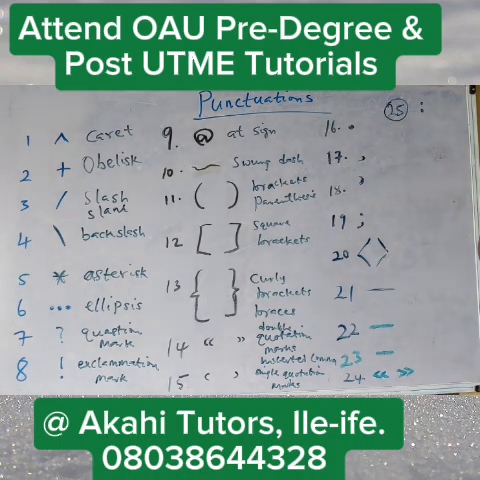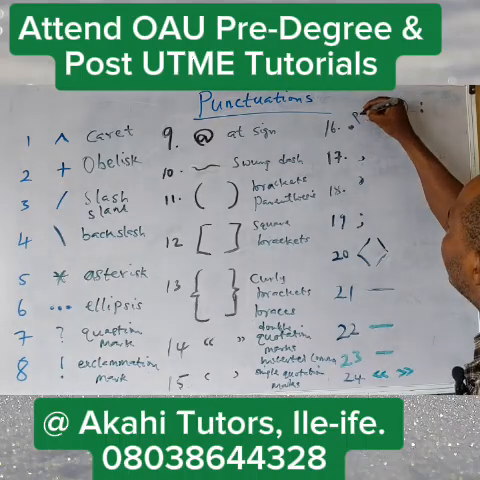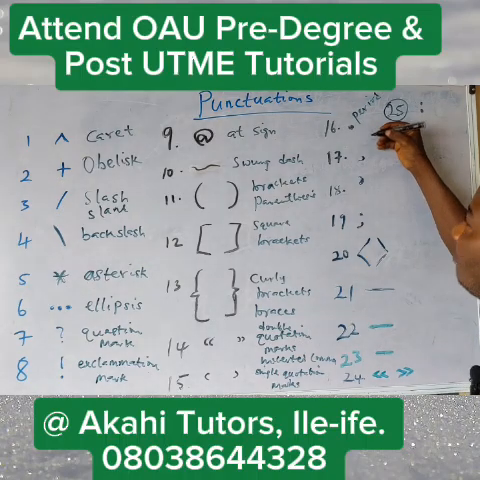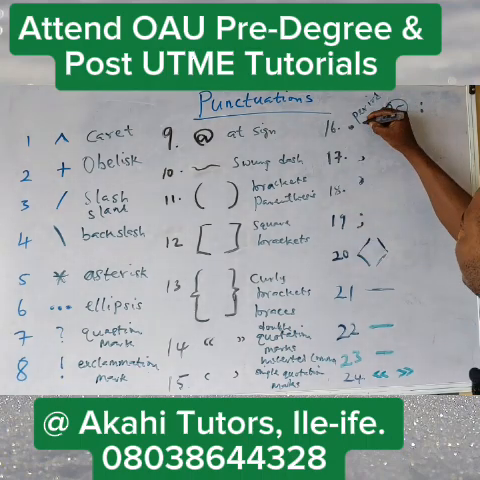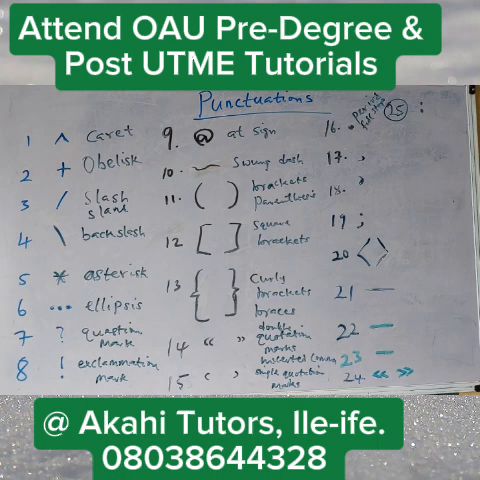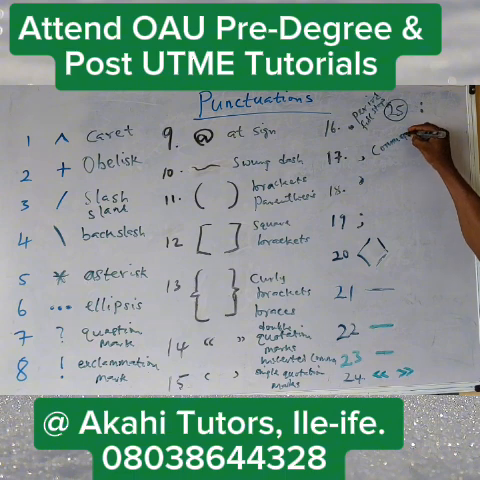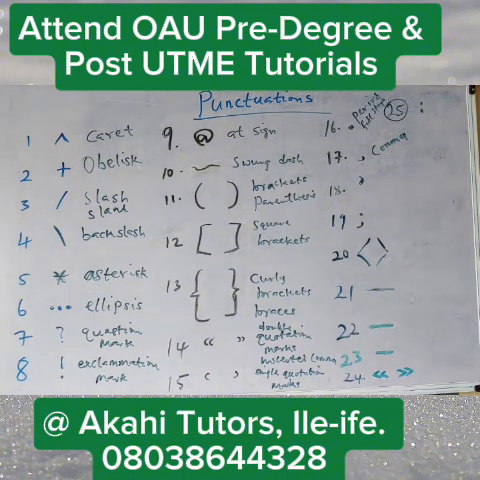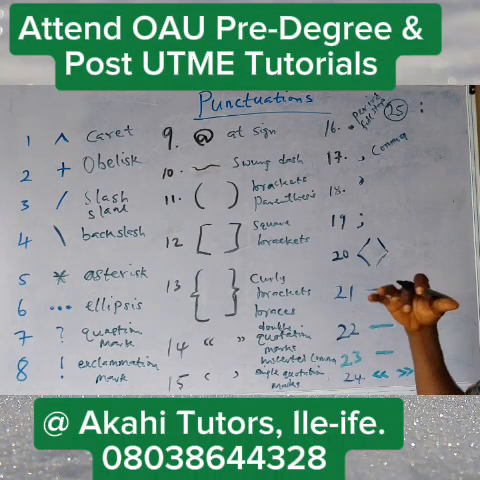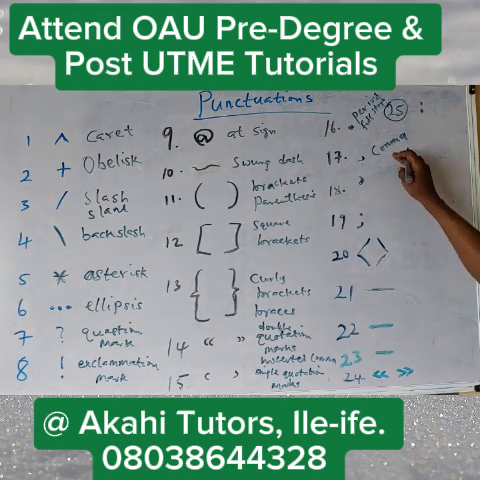Number 16, in American English you can call it period, and in British English you call it full stop. Number 17, we have comma. Don't forget, comma is double M. Coma, to be in a state of unconsciousness, is one M. That's comma. This one is apostrophe.